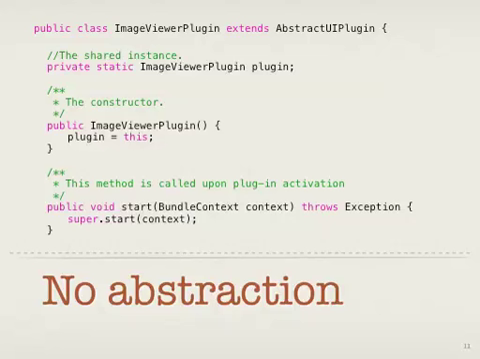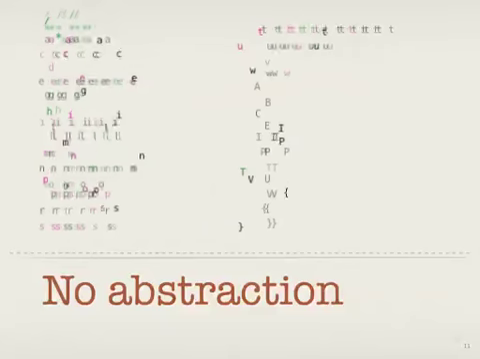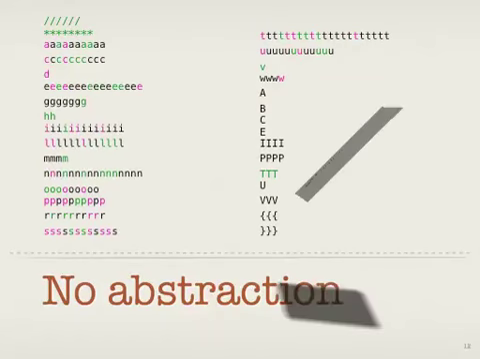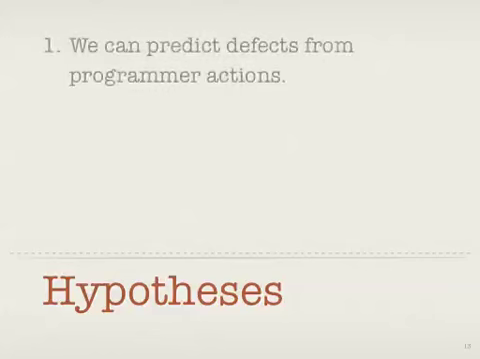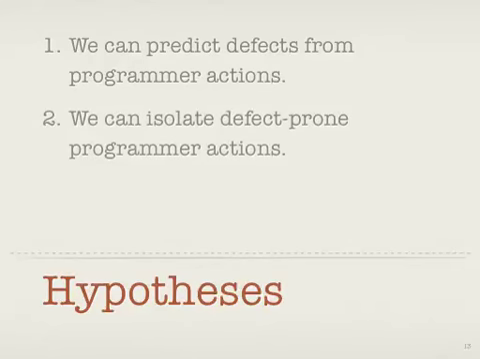So, what we've been doing in this work is we have looked at the distribution of individual characters in files, and built a couple of hypotheses on that. First hypothesis is we can actually predict defects from these basic programmer actions. Second hypothesis is we can isolate programmer actions that are actually prone to creating defects. And number three is we can prevent these defects by restricting the actions of programmers.